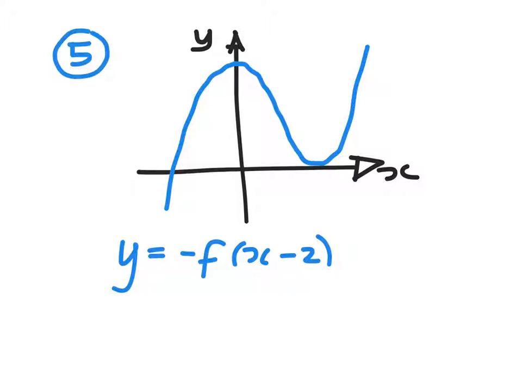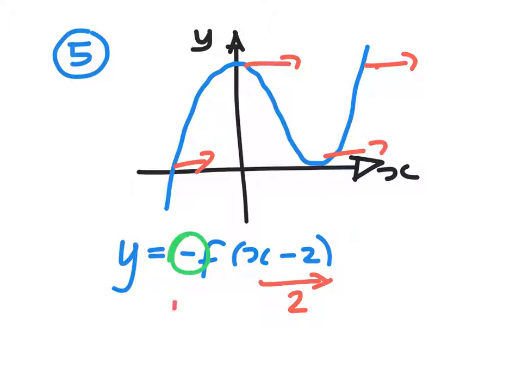Question 5, we need to take this graph and do something to it. What do we need to do? Well, inside the bracket, that says move the graph 2 places to the right. So the first thing you're going to do is take that graph and move it all the way to the right 2 places. Then we're going to use the negative sign that's on the outside, and flip it upside down. Okay, so move the graph 2 places to the right and then flip it upside down.